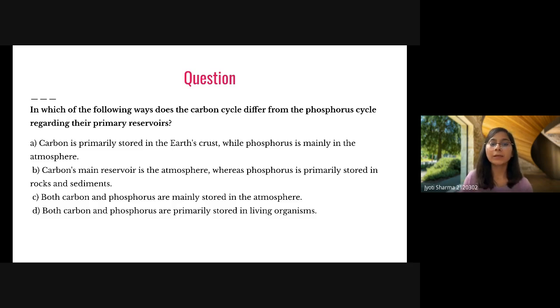What is the main reservoir for phosphorus and what is the main reservoir for carbon? We already have learned from the phosphorus and carbon cycles that I showed you in the last slide. From that, you can have some idea. So the answer is, carbon's main reservoir is the atmosphere, but phosphorus is mainly stored in rocks and sediments. We already have learned it, right?